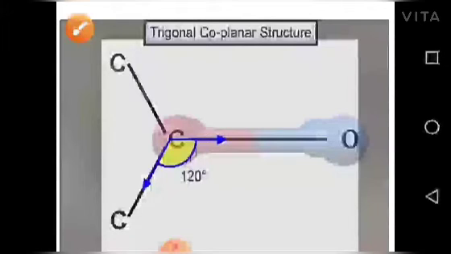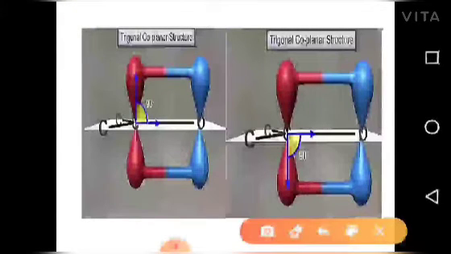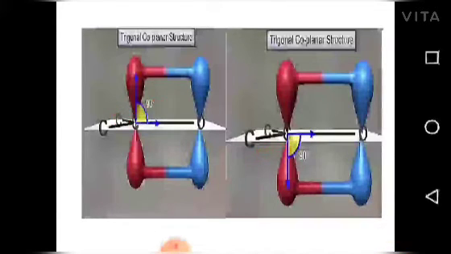They have a trigonal planar structure. You can see here the trigonal planar structure, and the bond angle is 120 degrees. See here, this is also a 120 degree angle. While the pi bond, or the pi electron cloud, lies above the plane and below the plane. When it is above the plane, it is 90 degrees, and below the plane it is also 90 degrees.